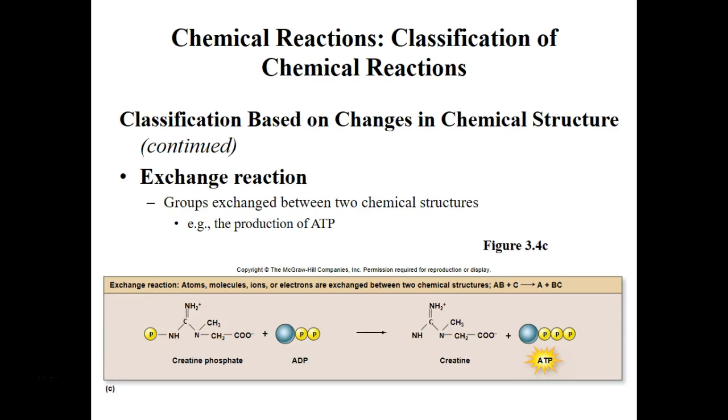An exchange reaction is a little different. An exchange reaction would be a reaction where you have two different molecules that are together. So, in this case, we're saying creatine phosphate and ADP, adenosine diphosphate. And we take a phosphate from the creatine phosphate and we add it to the ADP, and we end up with creatine and ATP, adenosine triphosphate. It's kind of like you go to a dance with one date and you leave with a different date. That would be an example of the exchange reaction.